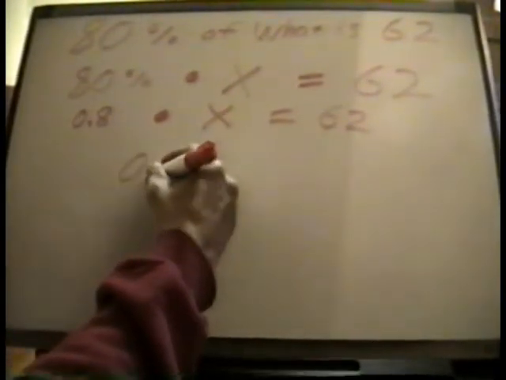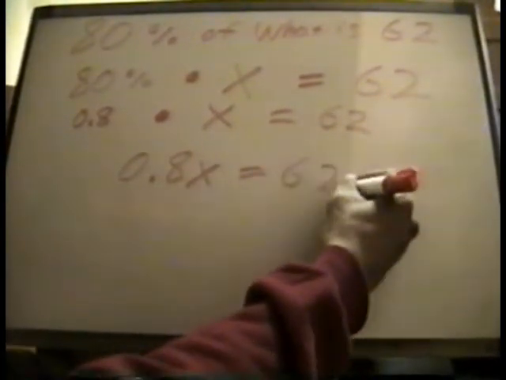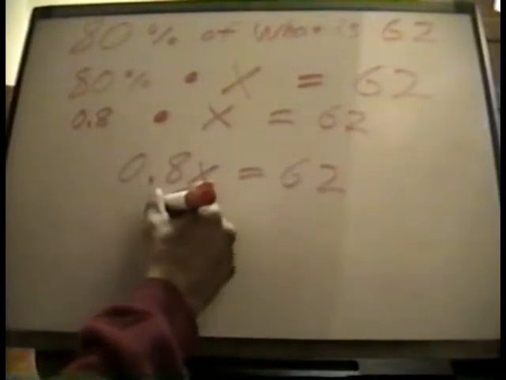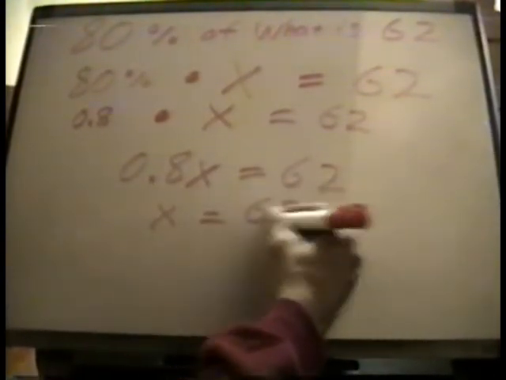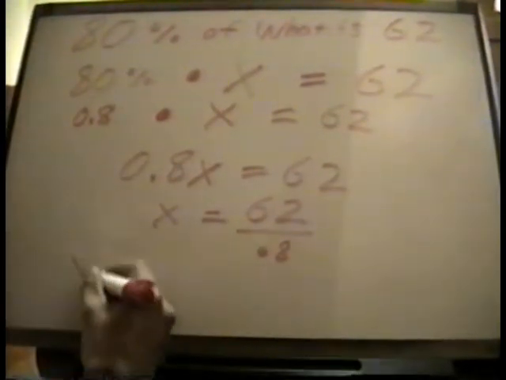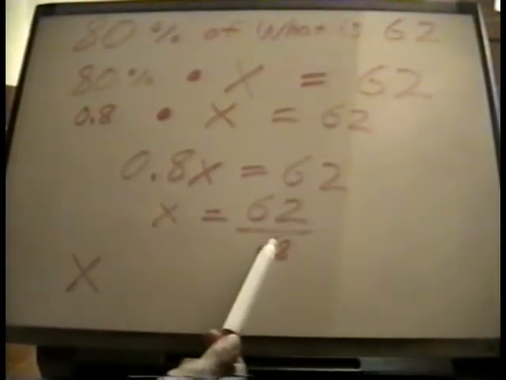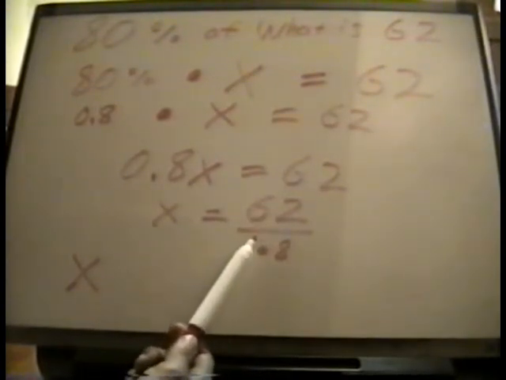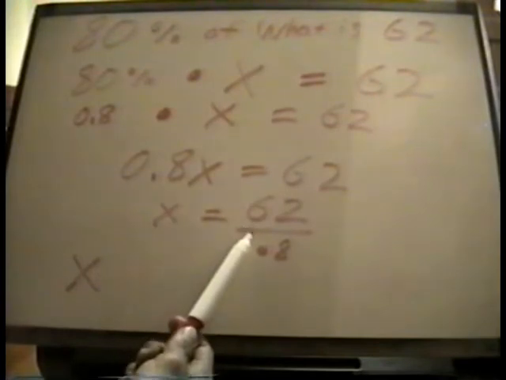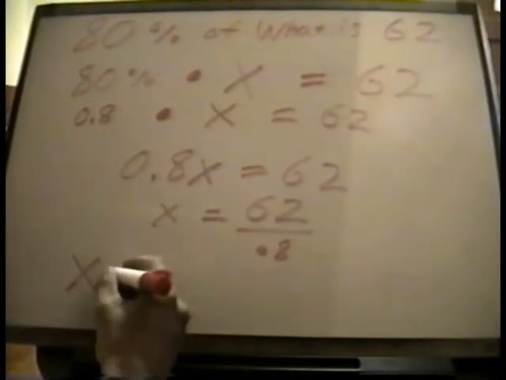That becomes 0.8x equals 62. Now x becomes 62 divided by 0.8. You don't want to have decimals in the division or in your fraction, so you want to multiply both the numerator and the denominator by 10, because by multiplying by 10, we turn 0.8 into a whole number. And it's easier to divide that way.